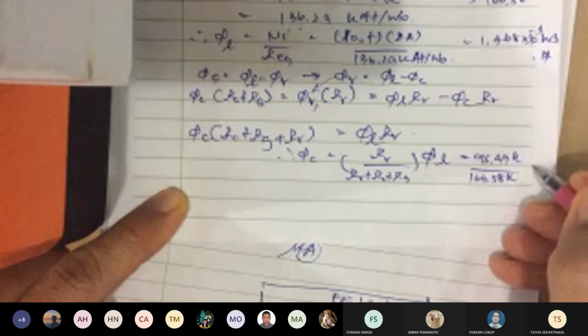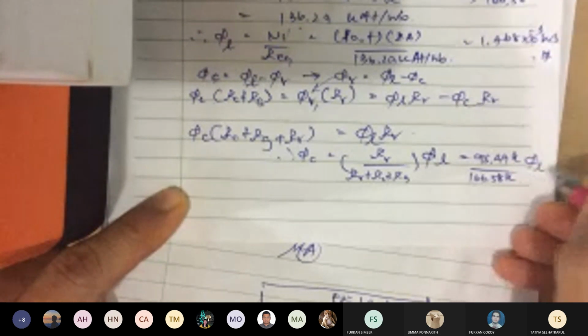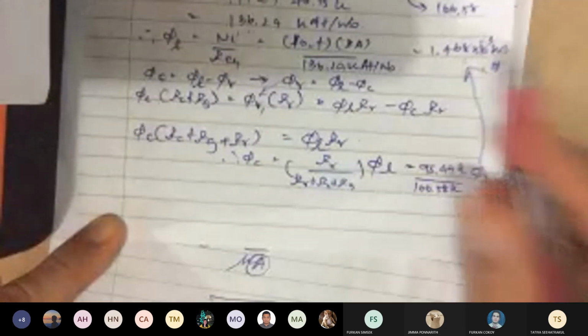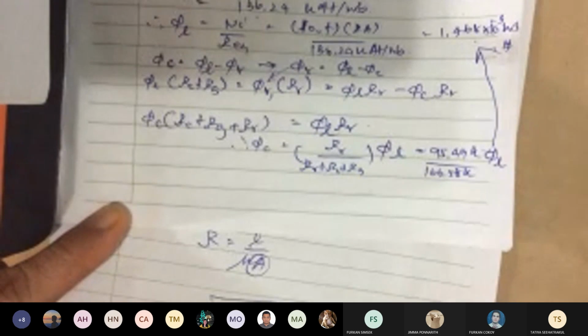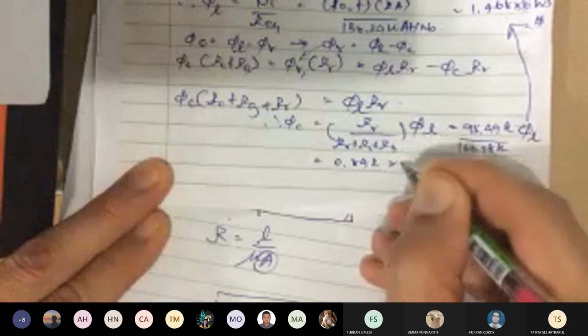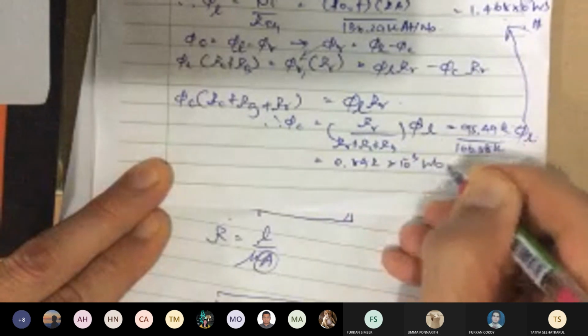Okay. And then phi right, which is this one here. I don't have space. I'm running out of space, so I'm just going to point it out. How's that going to be? Times 95.49 divided by 166.58. You should get 0.842 times 10 to the negative third Weber.